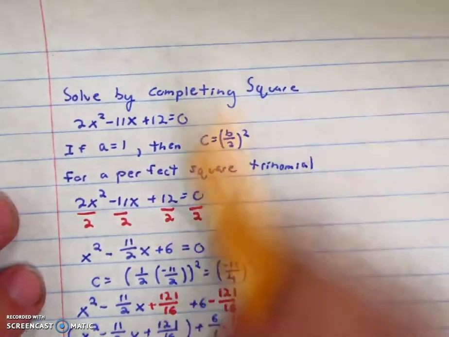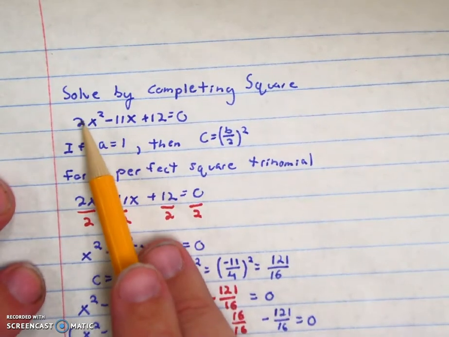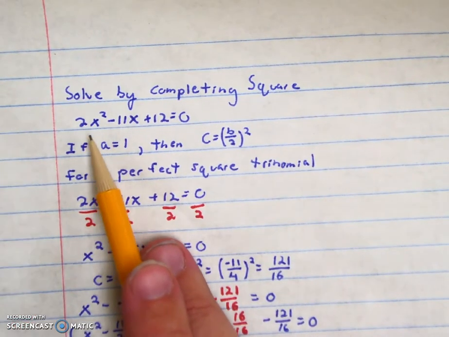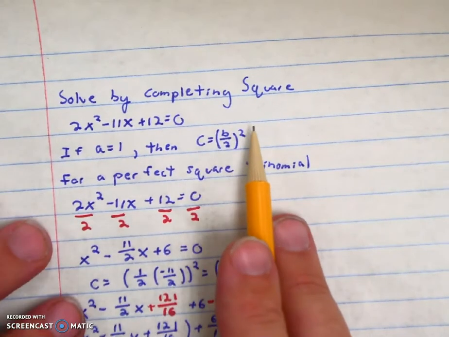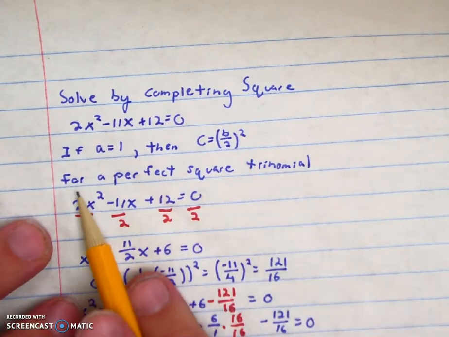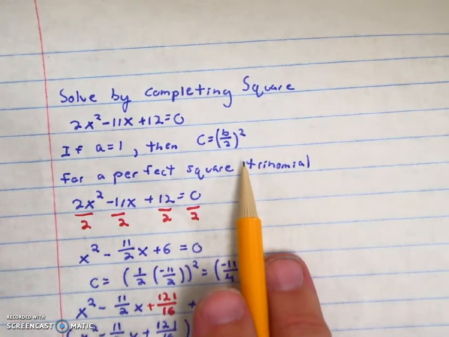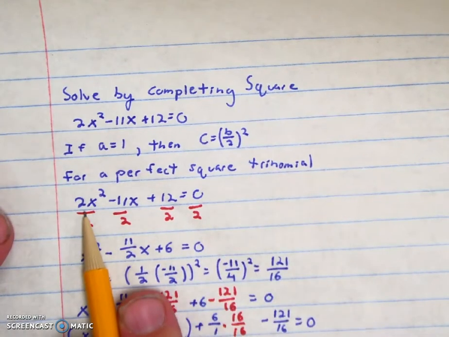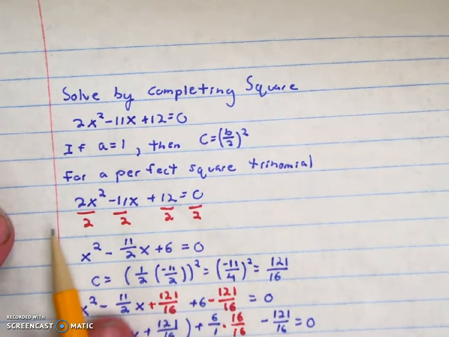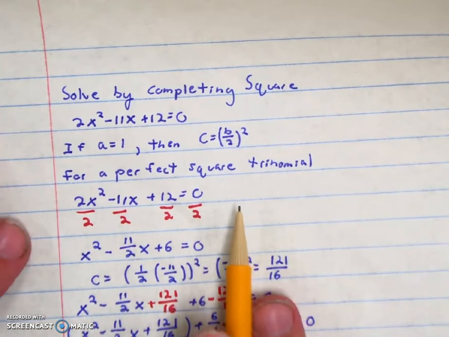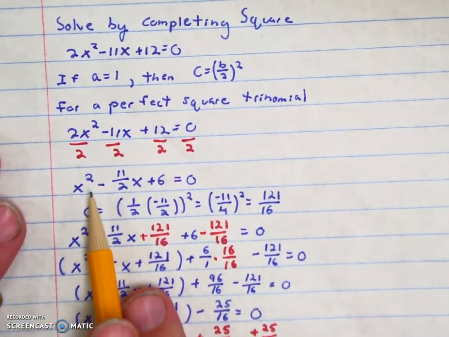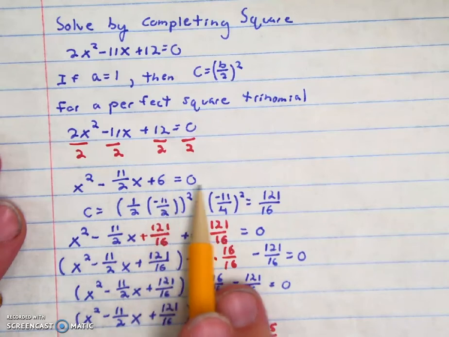So, the whole idea behind this one is, is there another way I can make this 1? Right? Because if it's 1, then the c value equals b divided by 2 squared for a perfect square trinomial. Well, guess what? Why not just divide everything by my a value? So I'm going to divide everything by 2. So I get x squared minus 11 halves x plus 6 equals 0.